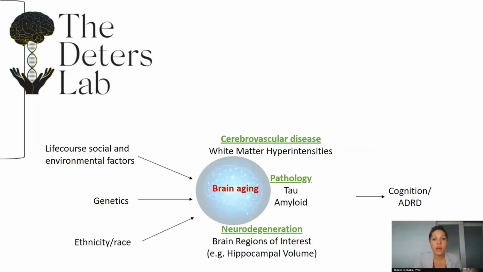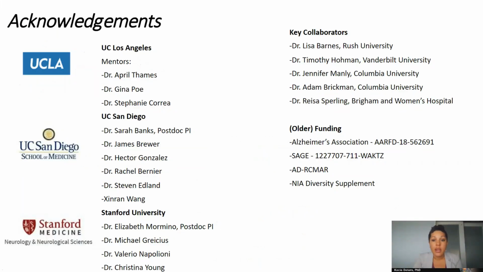And this leads to my research at UCLA now, which is looking at the intersection of biological and social factors and how it impacts brain aging, cognition, and Alzheimer's disease. I am new to UCLA, so I haven't shared any research that I've done here because it's still ongoing and not published. A lot of the work that I showed was done at Stanford University with Dr. Beth Mormino and in collaboration with Dr. Lisa Barnes at Rush University.